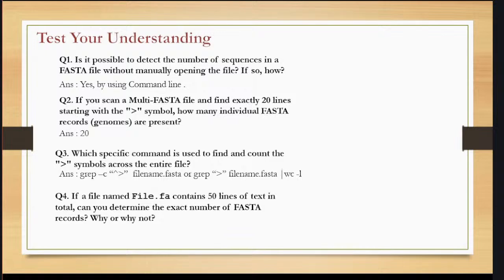From the 50 lines, you cannot understand how many FASTA records are there in the file because only the header is fixed, right? The number of lines for the sequences is not fixed. There is a possibility that there is a FASTA file of only one FASTA record of 50 lines, right? So it's not fixed.